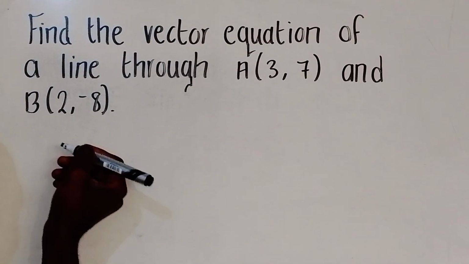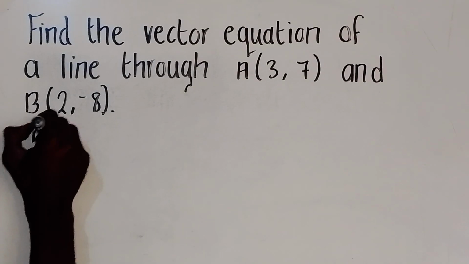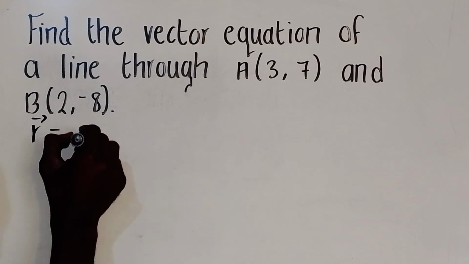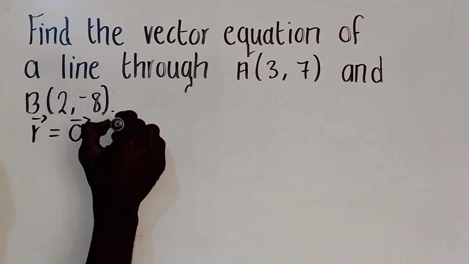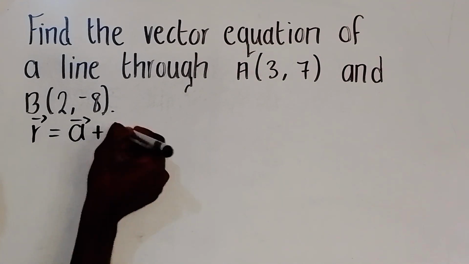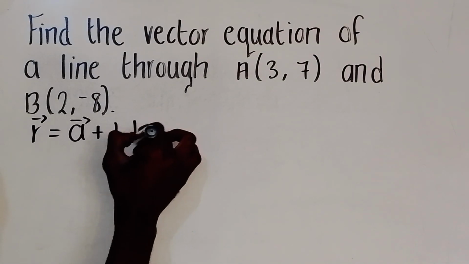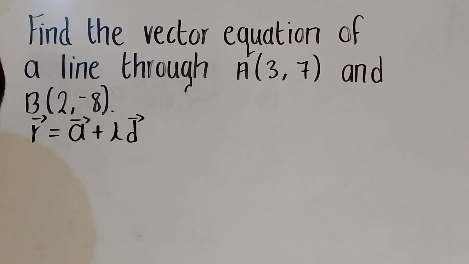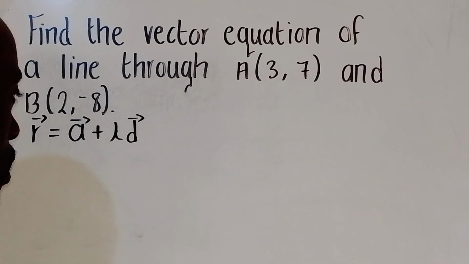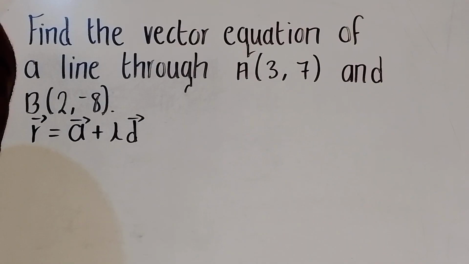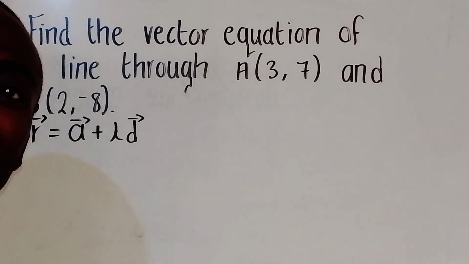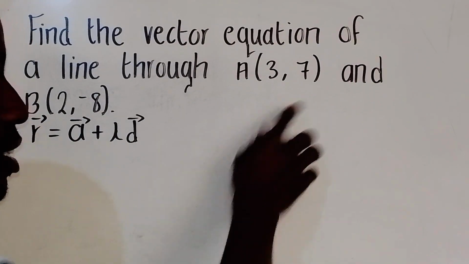You say r for the vector equation, it is equal to vector a plus lambda, and then we say d, vector d. Okay, now what we do here is this. So what does a represent? It is representing the position vector of the first coordinate, which is this one.